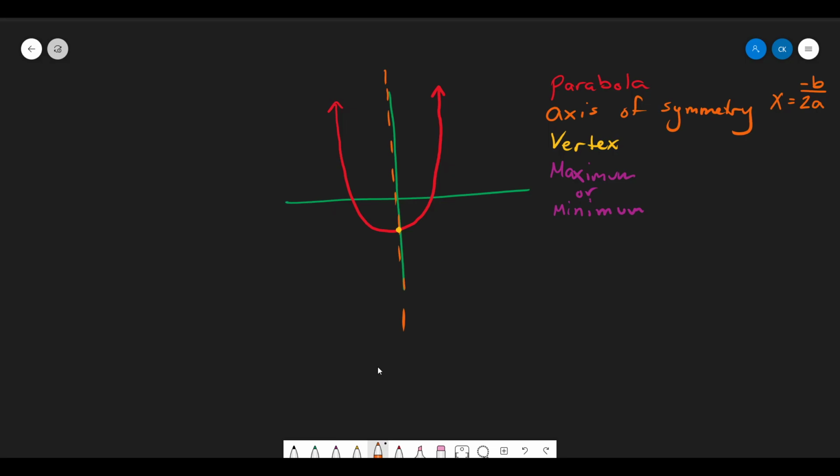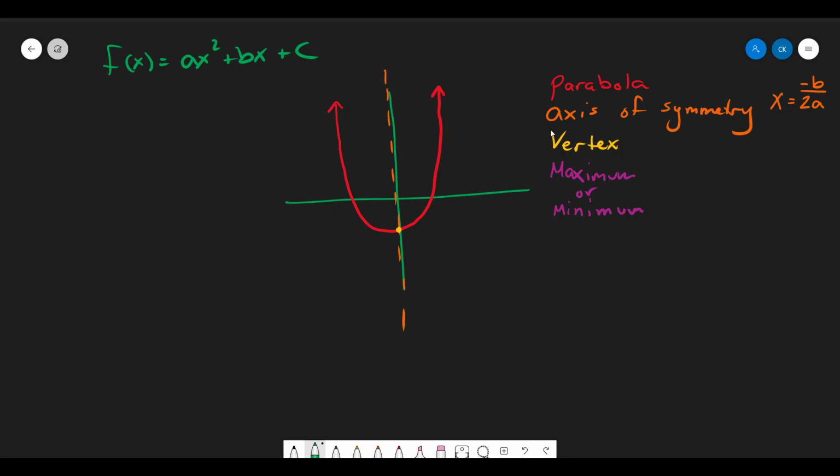Well, if you remember, the standard form is ax squared plus bx plus c. There's your b, there's your a. So if I want to find the axis of symmetry, I just take this b, I take this a, I plug it into my little formula here, and that'll give me my axis of symmetry every time. So axis of symmetry is actually pretty simple to find.